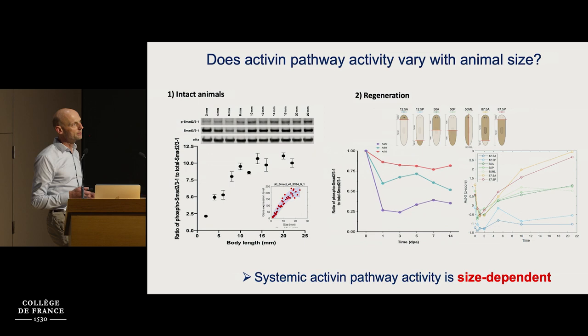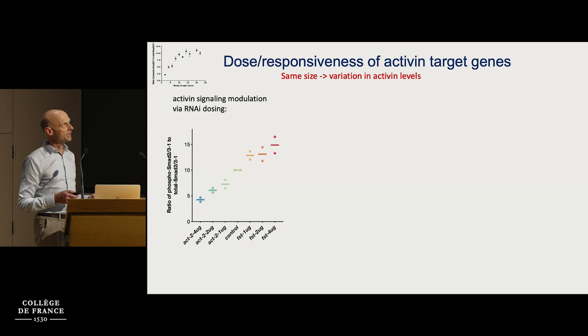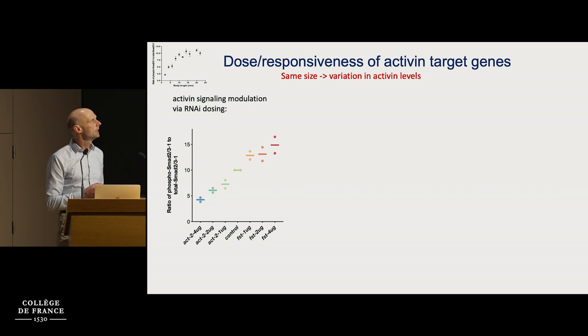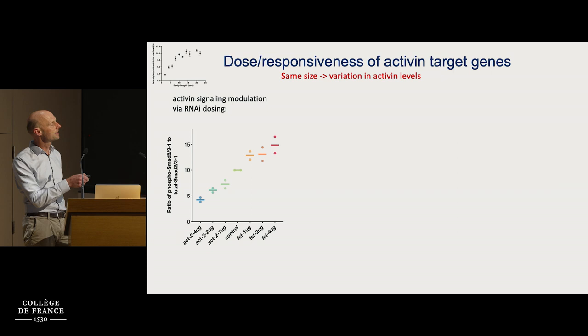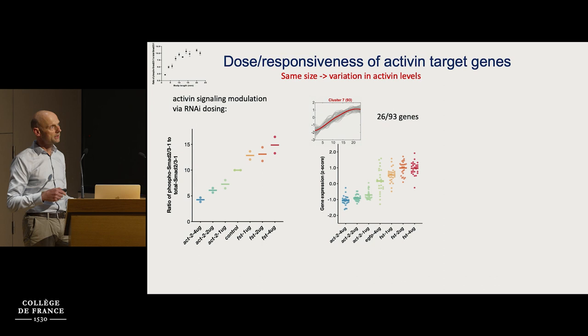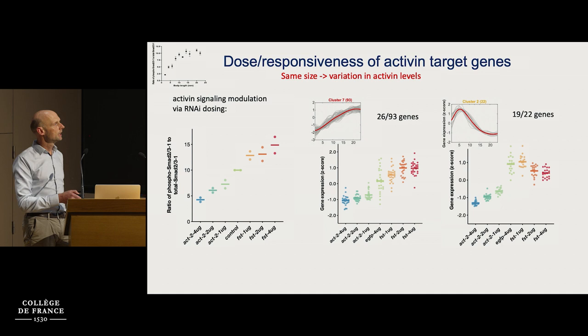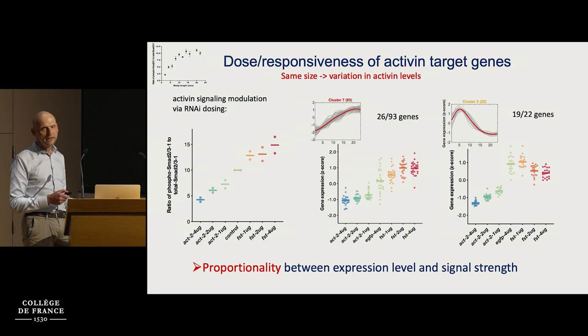So what about target gene expression? Is target gene expression dose-dependent on activin levels? And here, again, using RNAi titrations to systematically vary activin signaling levels, we can actually show that many of these size-dependent genes are, in fact, also dose-dependent to activin signaling, meaning that there's a proportionality of gene expression level and activin signaling strength.